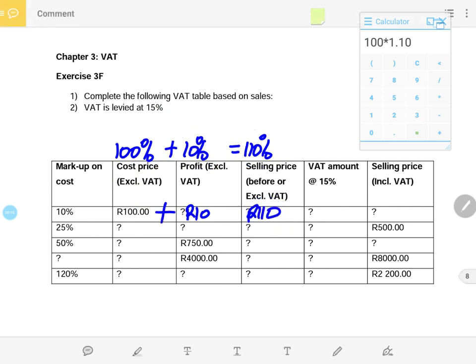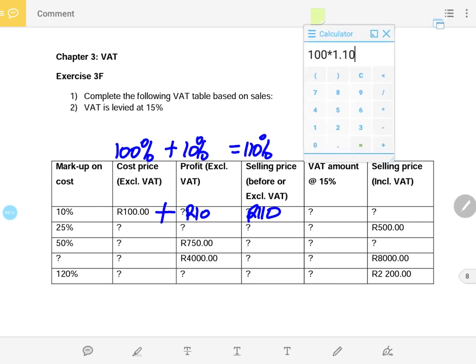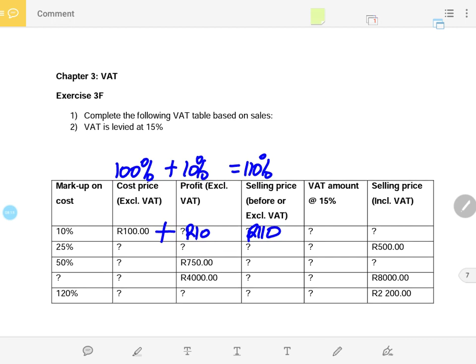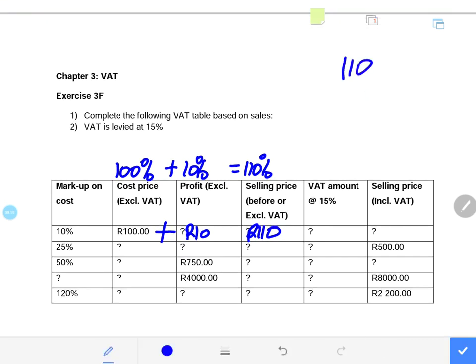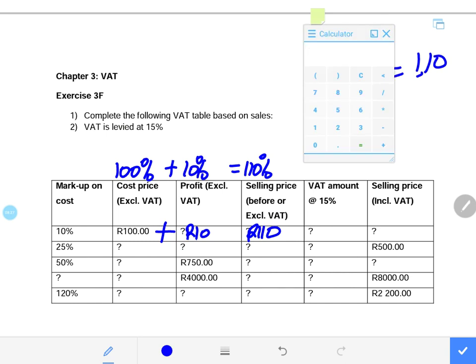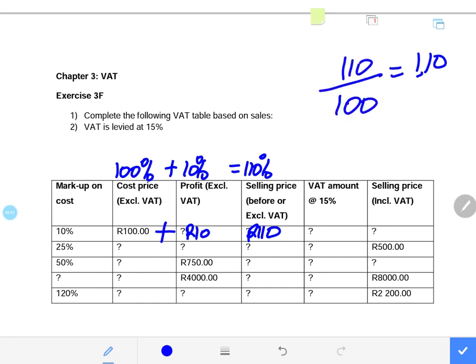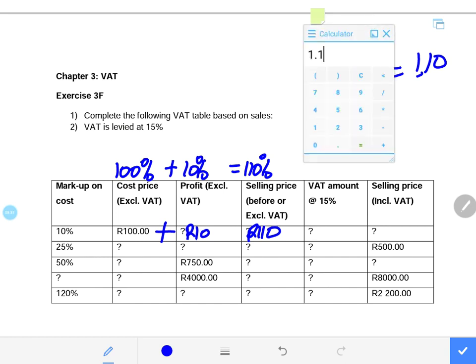So now we can just say 100, as you see in the calculator, times 1.1. Remember 1.1, I did show you that it is 110 divided by 100. This is 110%. It gives us 1.1 in terms of decimal. 110 divided by 100 equals 1.1. So when we multiply the 100 by 1.1, it gives us 110. We say 100 times 1.1 or 1.10 is equal to 110.